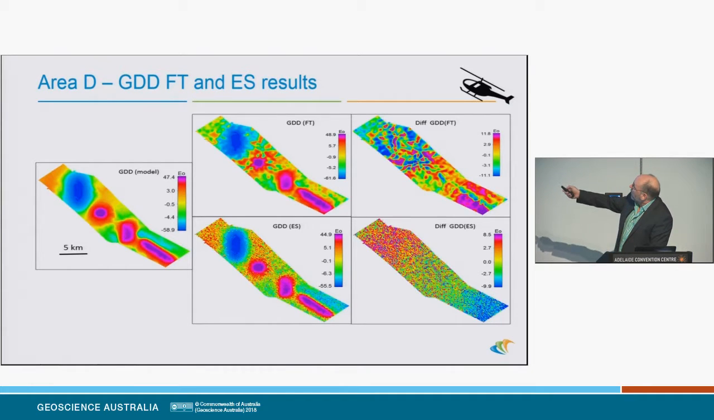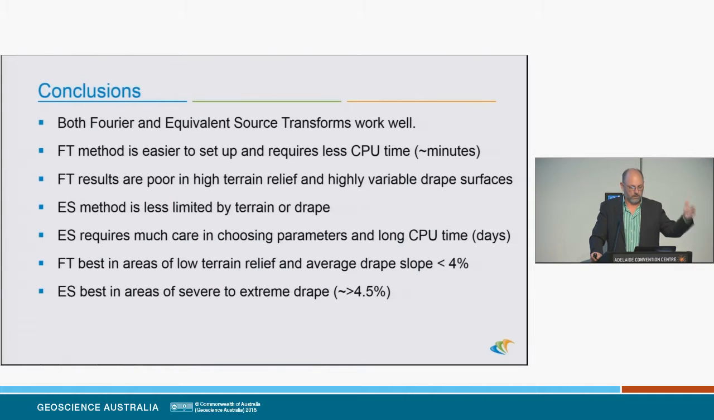And here's the Fourier transform result, here's the equivalent source result. So quite a bit of difference between the two. And as with our previous rugged terrain result, the Fourier transform has lost spatial resolution, but it also has lost some accuracy. So we looked at these differences once again for all of these models, for all of the components of the gravity gradient tensor and the gravity data as well. But I'm just showing you the vertical gradient results because they illustrate the result of the study.